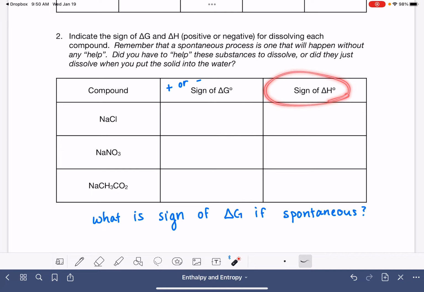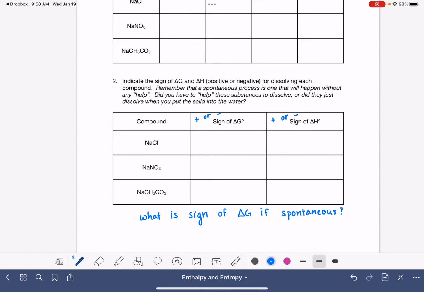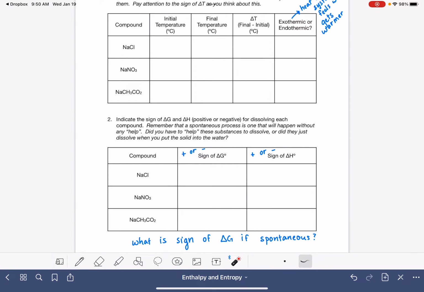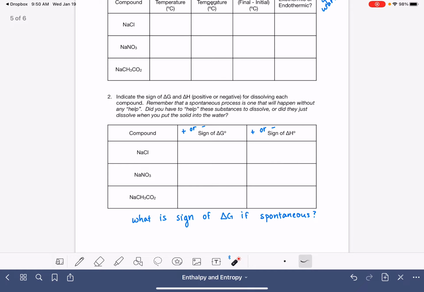For delta H, the sign of delta H, again, this means you're either going to be entering positive or negative. You're just putting in the sign, not the value. For that, you are going to be basing that off of the classifications that you made in the first data table. Is it exothermic or is it endothermic? So for this, you might have to go back into your notes from Chem 162. What is the sign for delta H if a reaction is, we'll just say, exothermic?